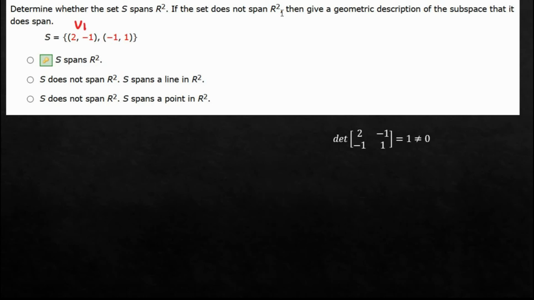And notice we have two vectors. Let's call them V sub 1 and V sub 2. These vectors are in the big set of R2. Now, the question is, does S span R2? The idea of span is, is it possible that these two vectors can be written as linear combinations to give you all vectors in R2. That's what that means.